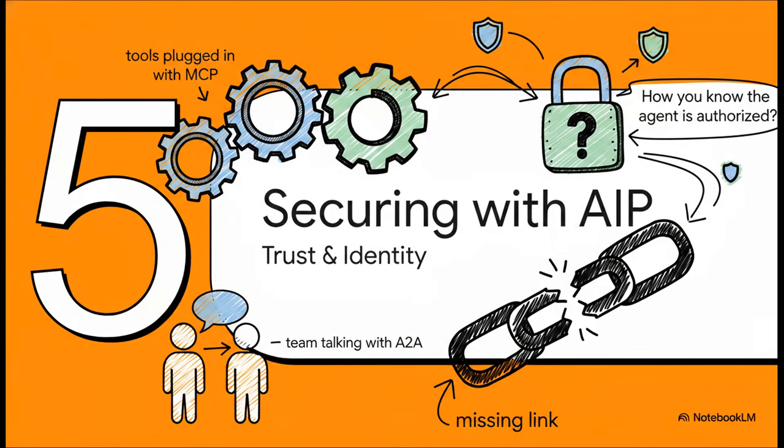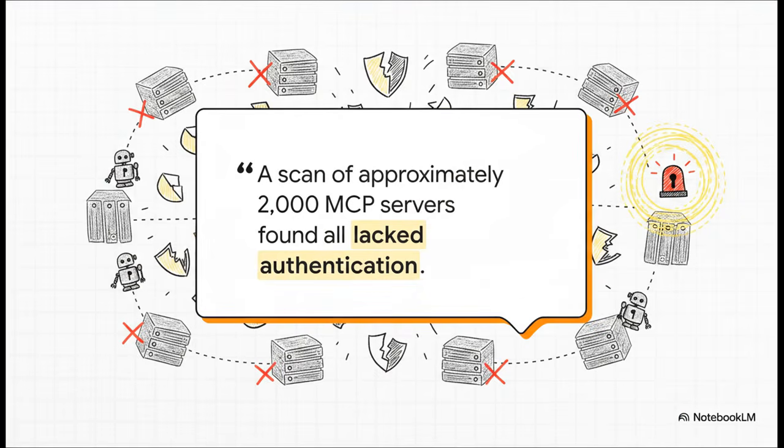Section 5. Securing with AIP. This is all about trust and identity, which is where things get really interesting. Because look, even if you have MCP and A2A perfectly configured, you still have a massive missing link. Recent research cited a Gnostic security scan of roughly 2,000 MCP servers, and guess what? Every single one of them lacked authentication. Literally, the front door was left wide open across the entire multi-hop delegation chain.